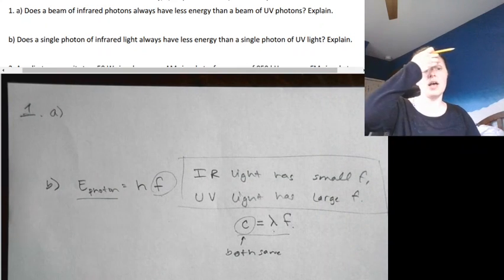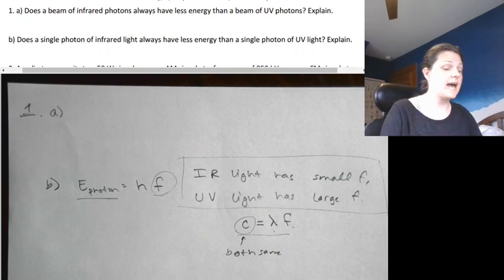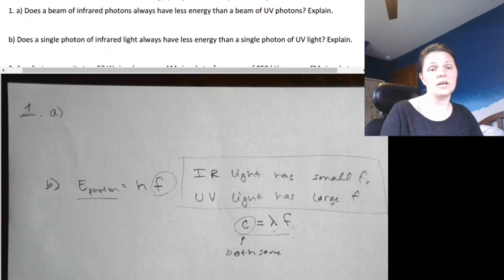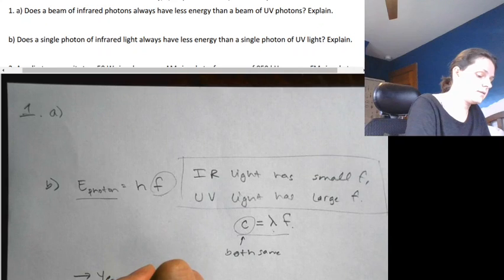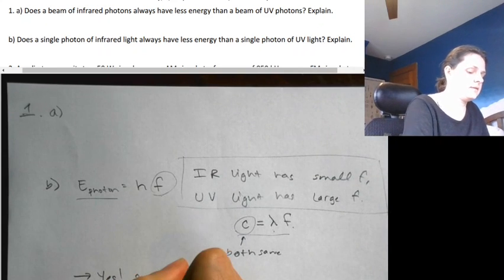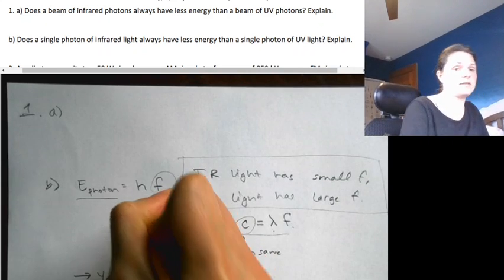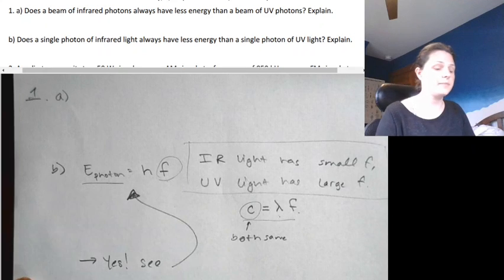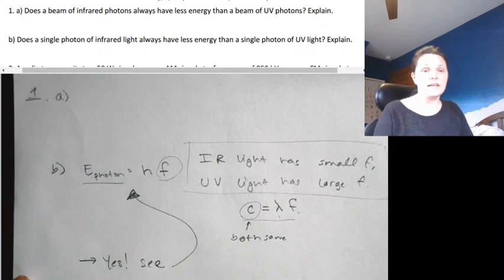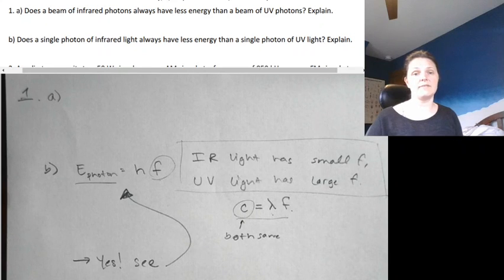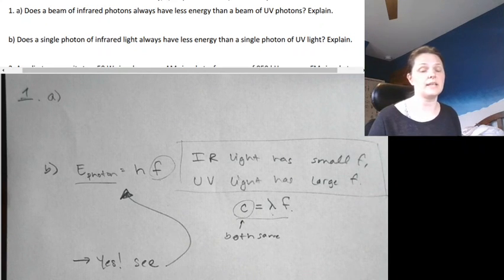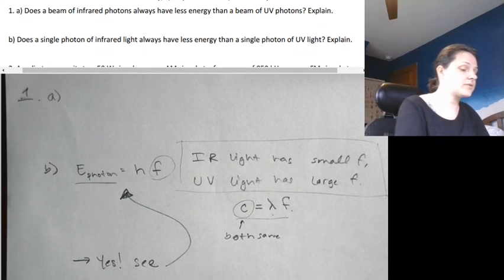So the answer to B is straightforward. Yes, a single photon of infrared light always has less energy than a single photon of UV light. And the reason is because of that equation. Part A is a little bit different. Does a beam of infrared photons always have less energy than a beam of UV light? And the answer to this is no.